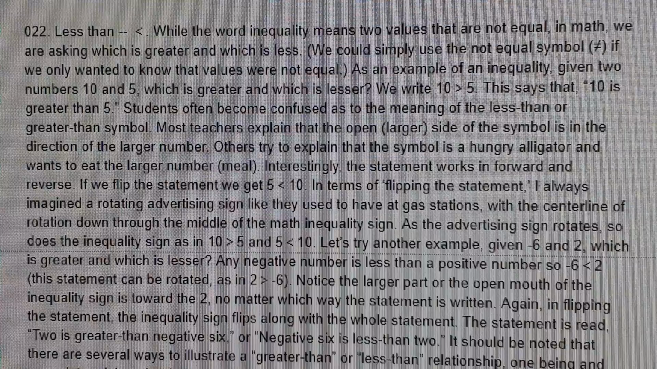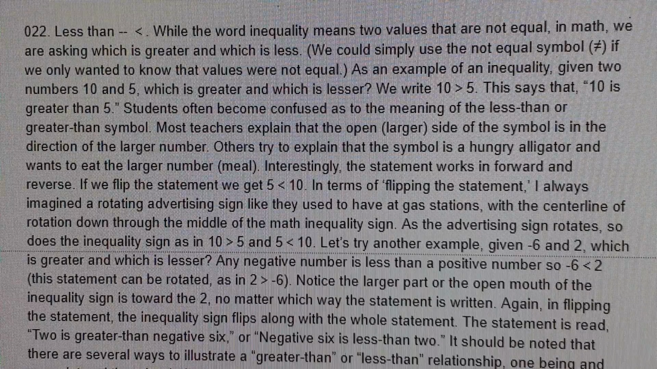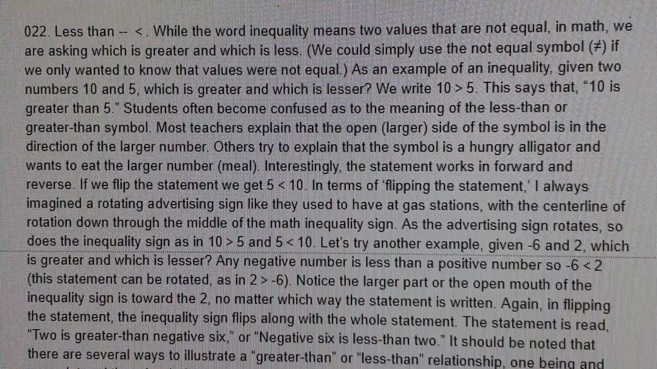Let's try another example. Given -6 and 2, which is greater and which is lesser? Any negative number is less than a positive number, so -6 is less than 2. Now the symbol has the point side toward the -6 and the larger side toward the 2. (This statement can be rotated, as in 2 is greater than -6.)